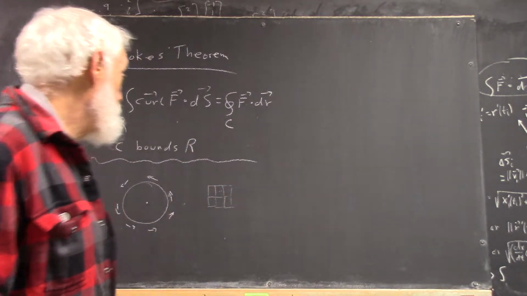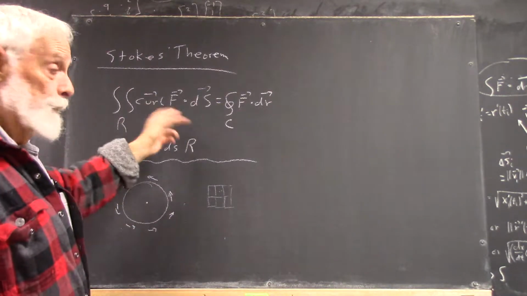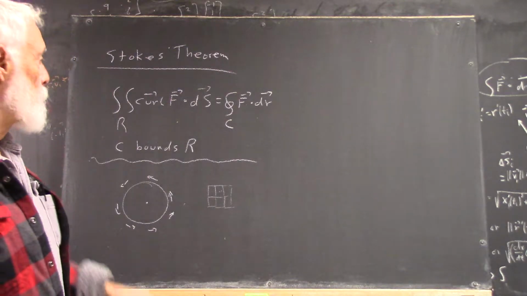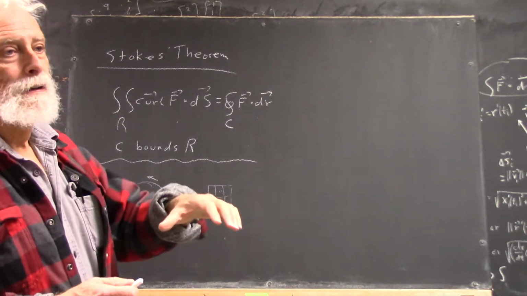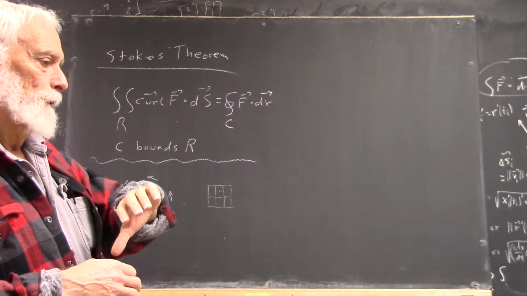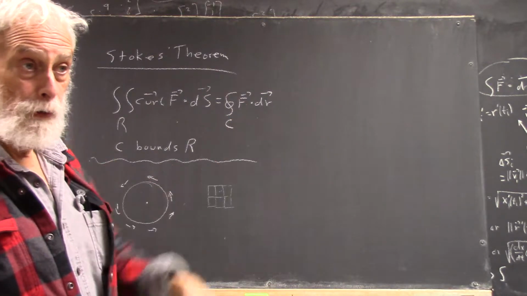So that becomes pretty simple. And your book actually does a proof of Stokes' theorem in the situation where your surface is a region bounded by the graph of a function f of x, y, two variables.